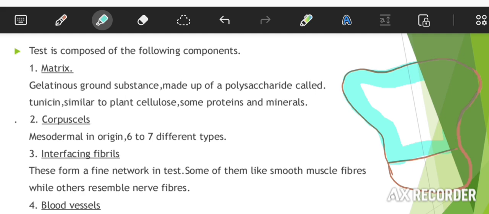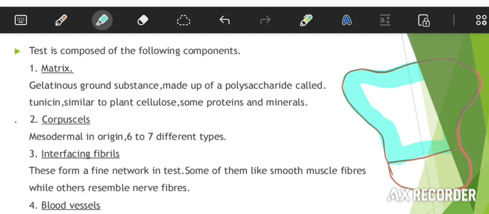Matrix is a gelatinous ground substance made up of a polysaccharide called tunicin, similar to plant cellulose, some proteins and minerals. This tunicin is similar to plant cellulose. Matrix is made up of a polysaccharide which is known as tunicin, and it is similar to plant cellulose.